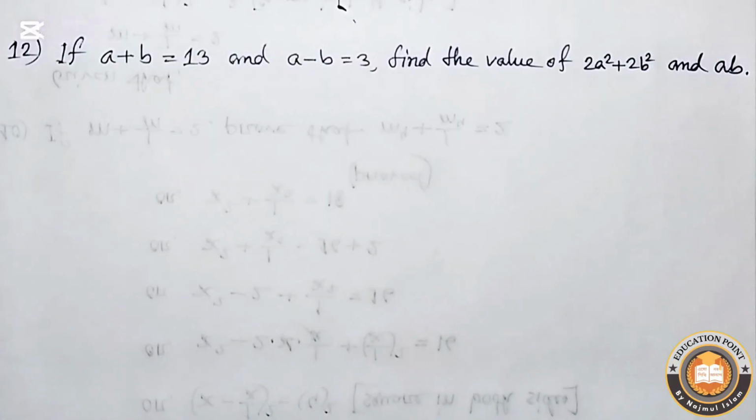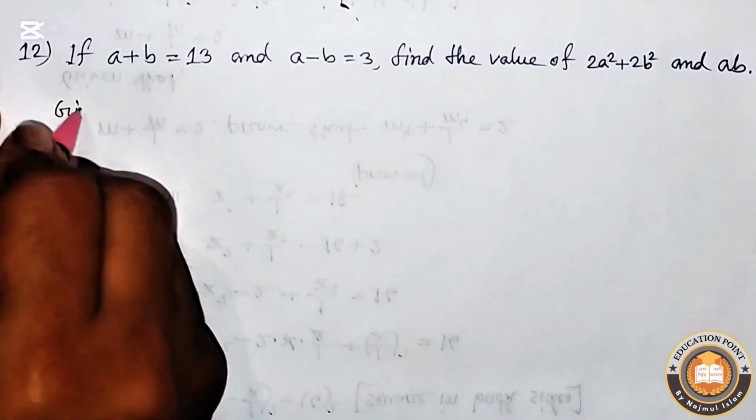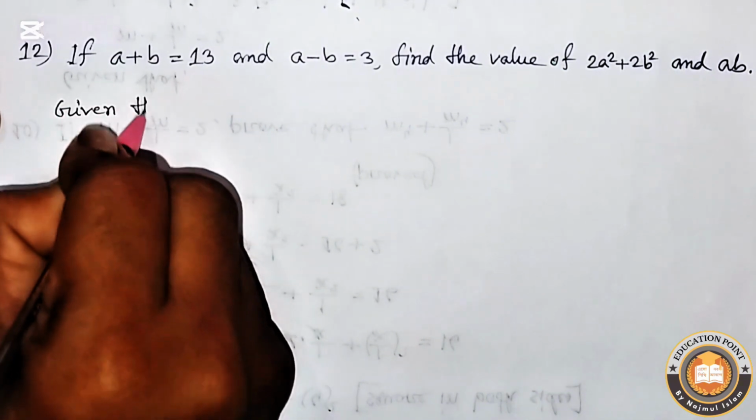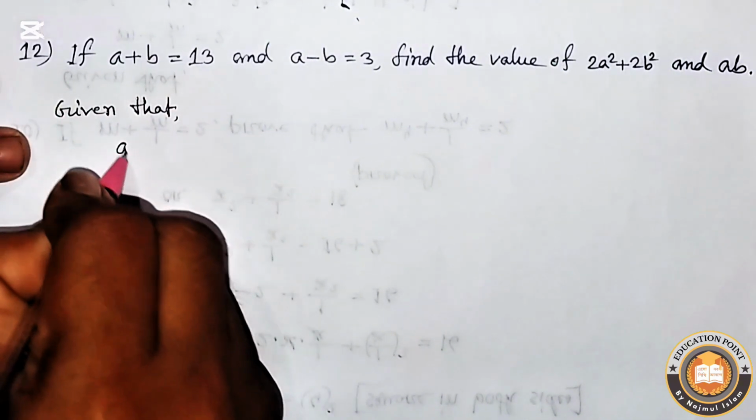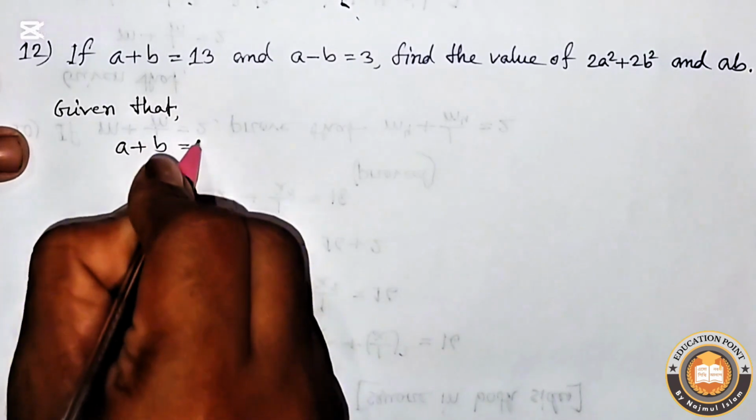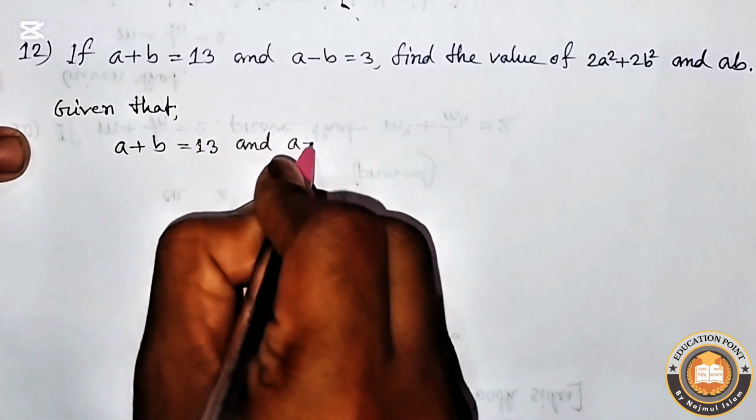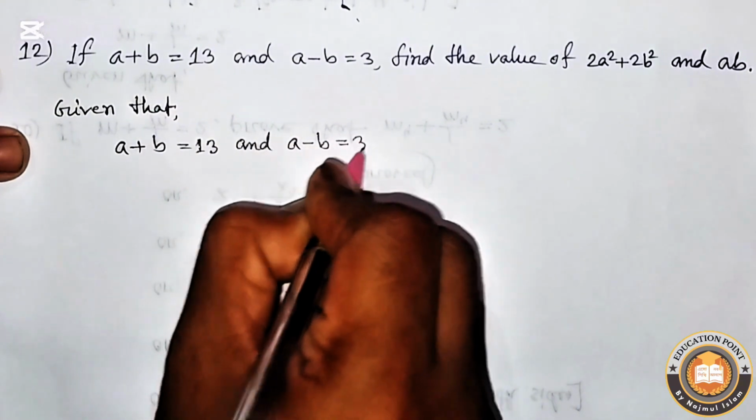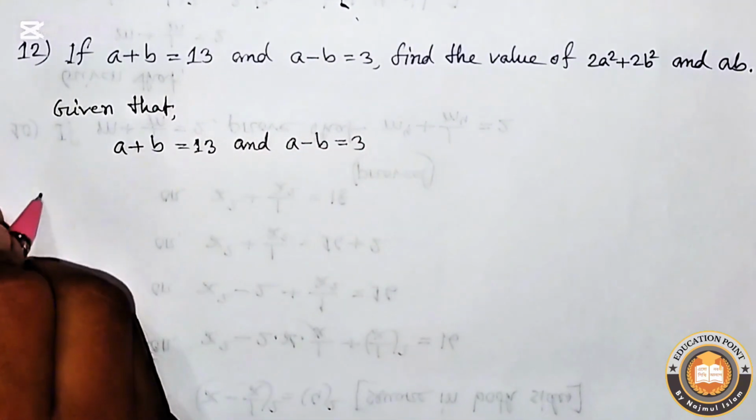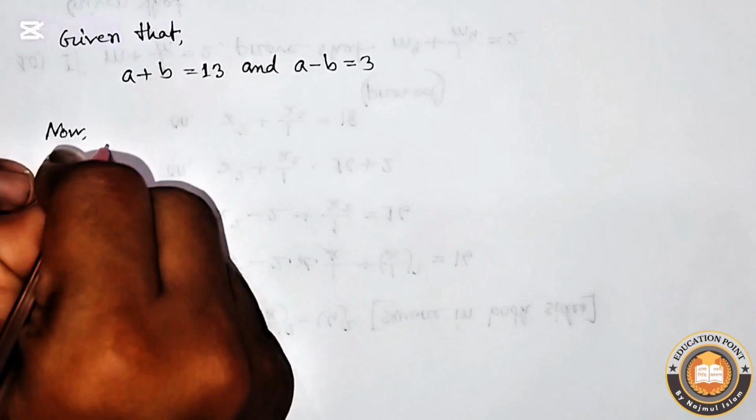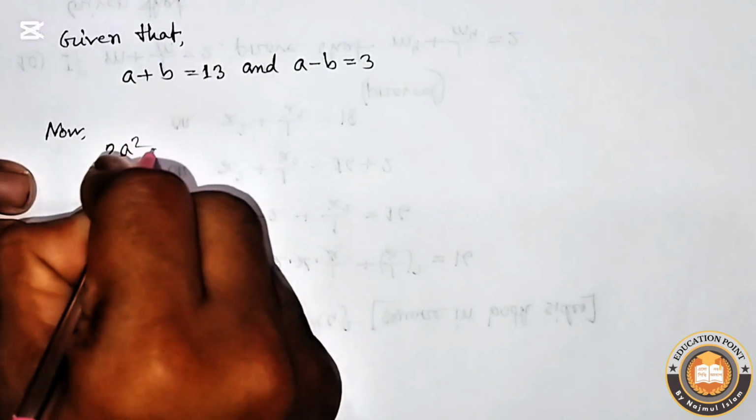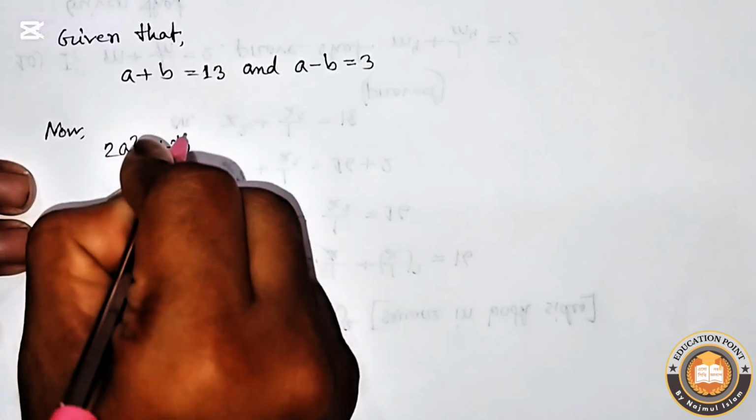Question number 12. If a plus b equal 13 and a minus b equal 3, find the value of 2a square plus 2b square and ab. Given that a plus b equal 13 and a minus b equal 3. Now 2a square plus 2b square.